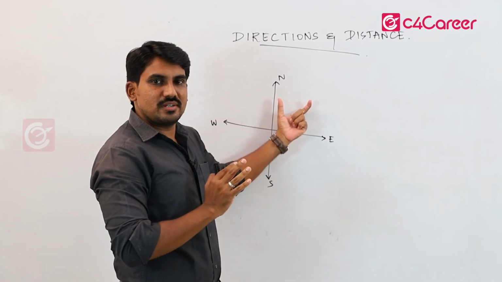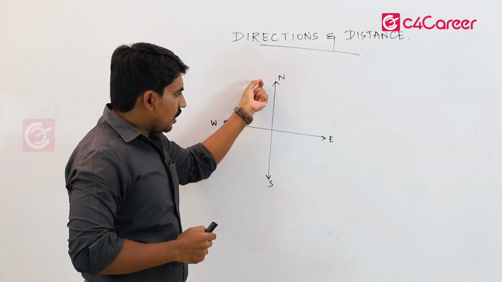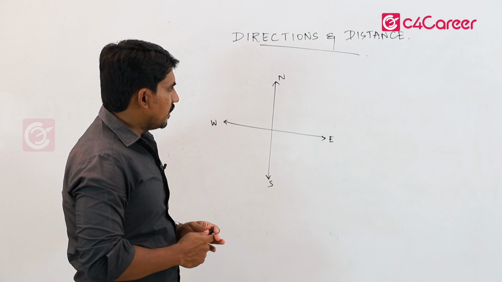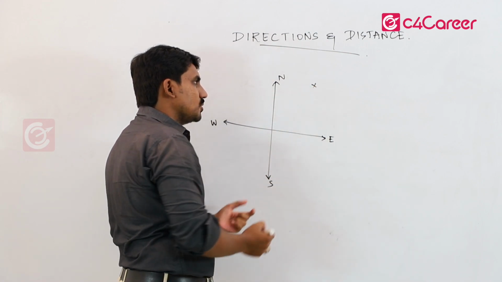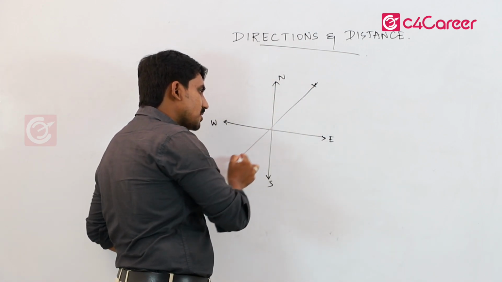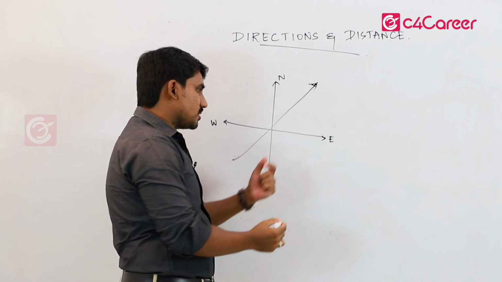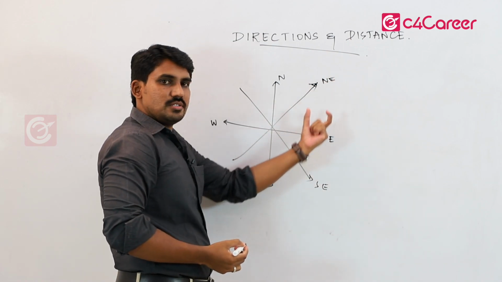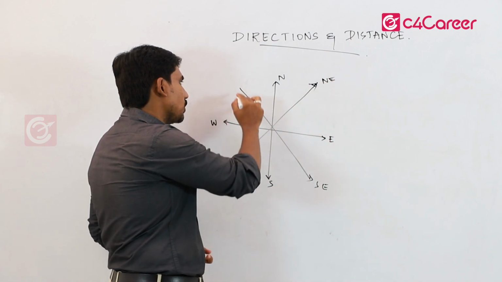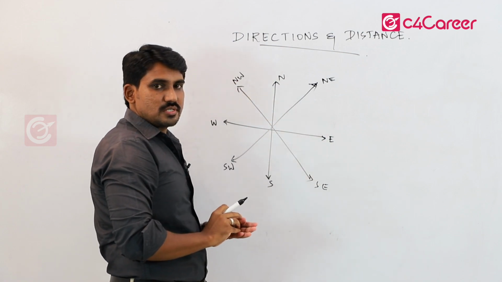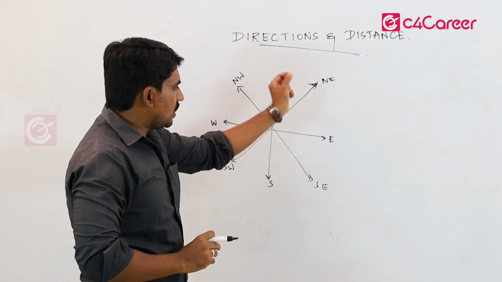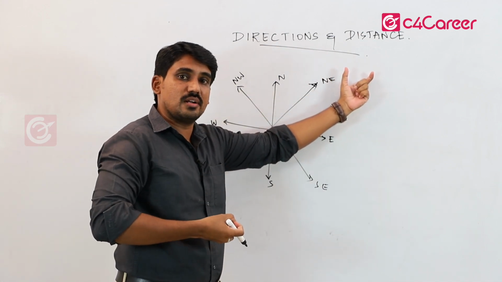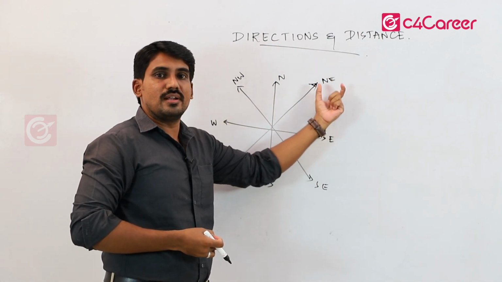What are the four basic directions? Everyone knows: north, south, east, west. These are the four basic directions. Then a direction between north and east is what? Northeast. The direction between north and east is northeast, and the direction between south and east is southeast. Northeast, southeast, and this is southwest, and this is northwest. And all the questions will be based on these 8 directions only. In directions and distance, they will ask questions related to the directions and also the given distance.